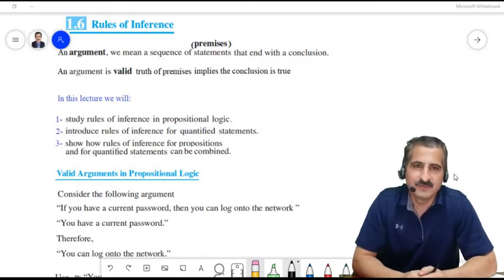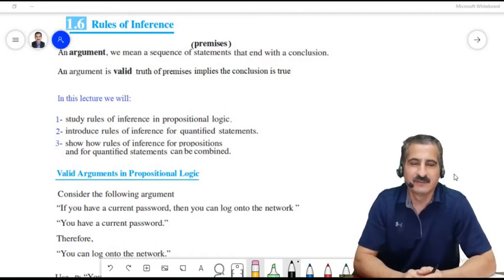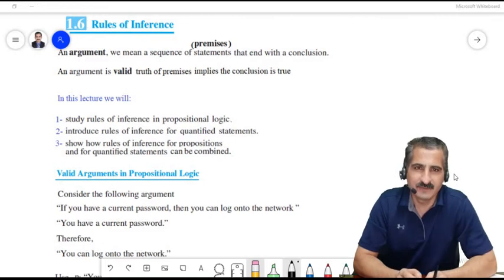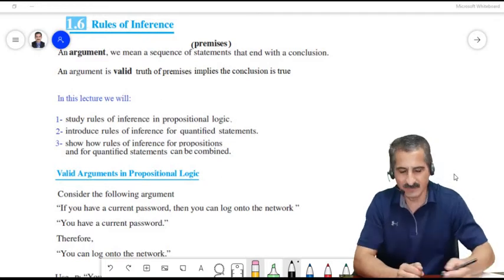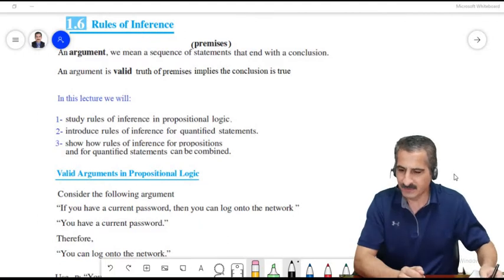Rules of inference. They are very often used in proofs in mathematics and computer science, and they are simple to understand. Let us start with a definition with an argument.